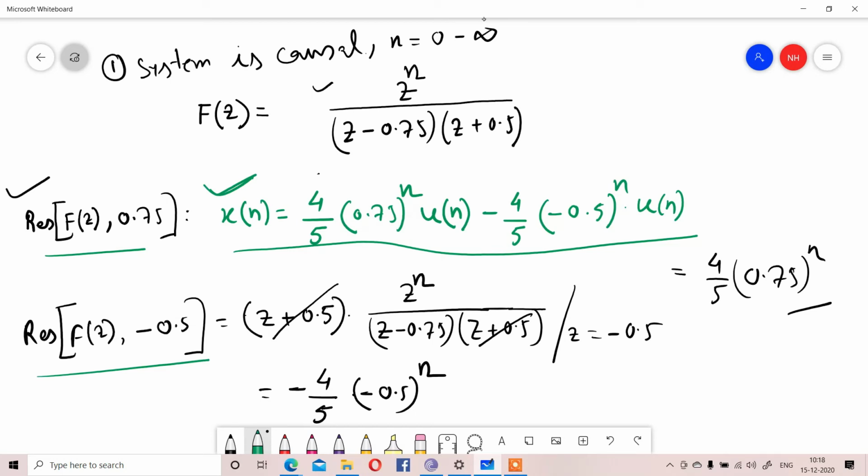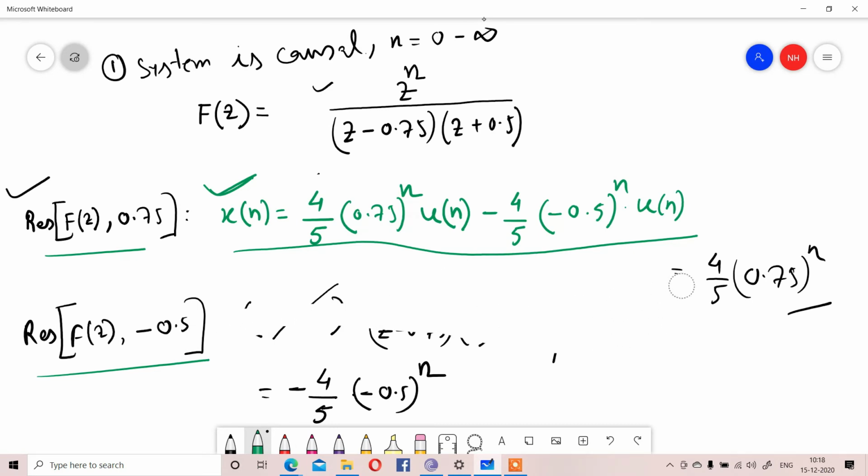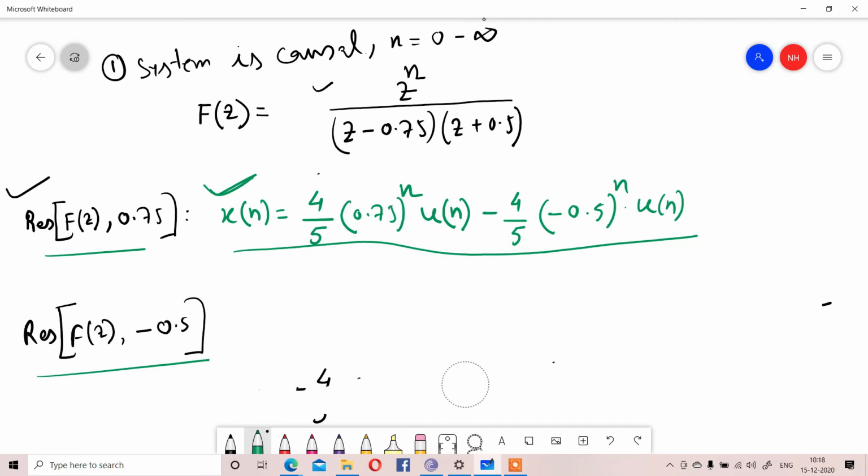Now again, I am showing the residue for 0.75. How you are getting the 4 by 5? Yeah, 4 by 5, sorry. For residue at 0.75, z minus 0.75 from the formula multiplied by f(z).